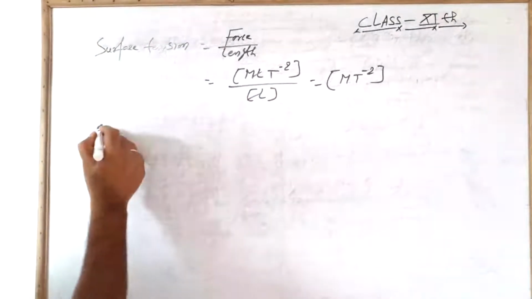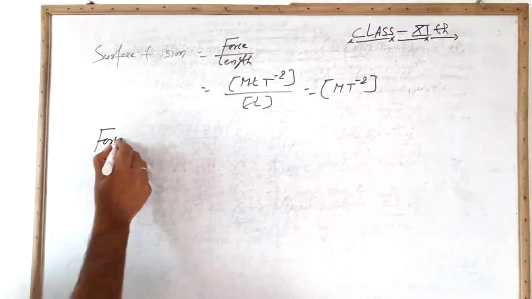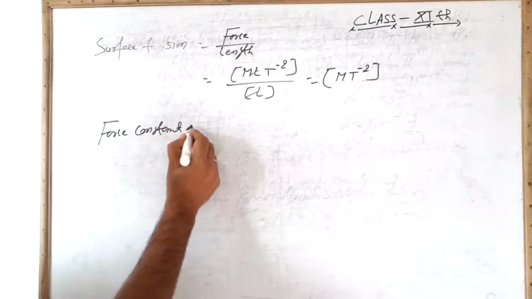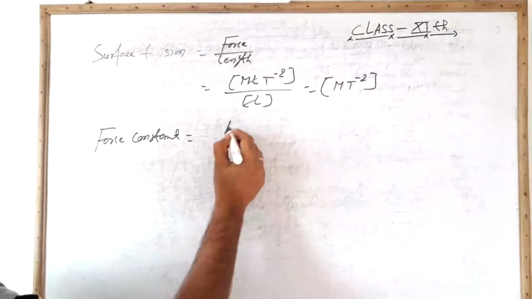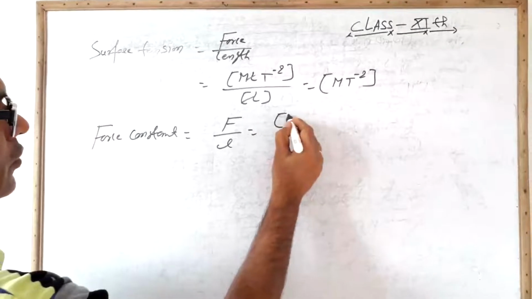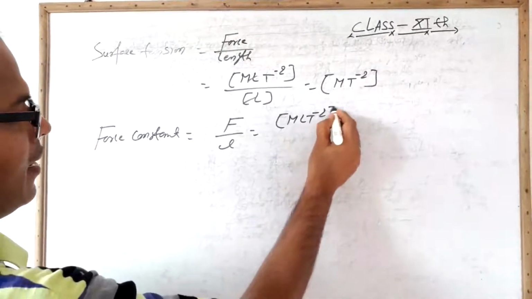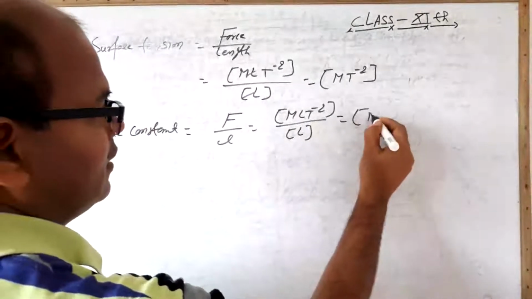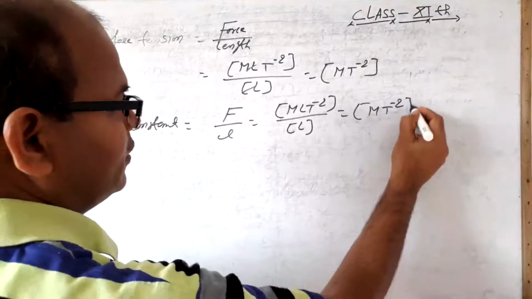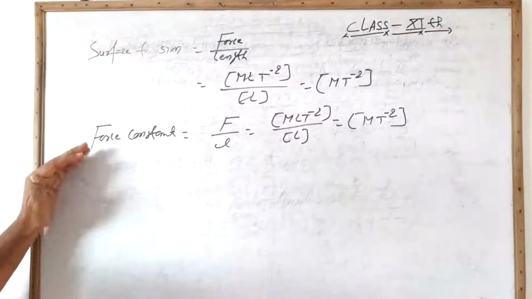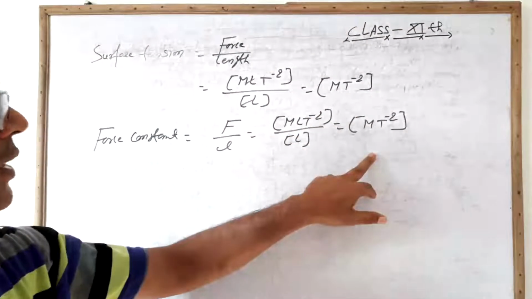Okay. Next, the force constant. These are the most important questions. Force constant also means force per length. The dimension of force, you know that, is divided by L. So it becomes M T inverse 2. So surface tension or force constant, the dimension formula is the same.